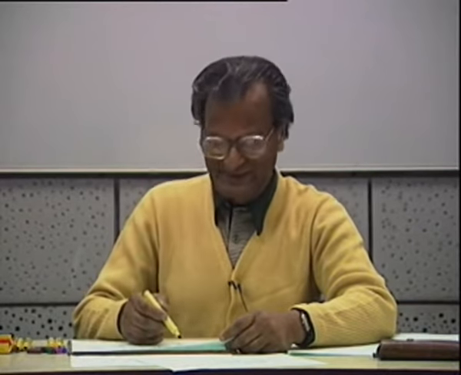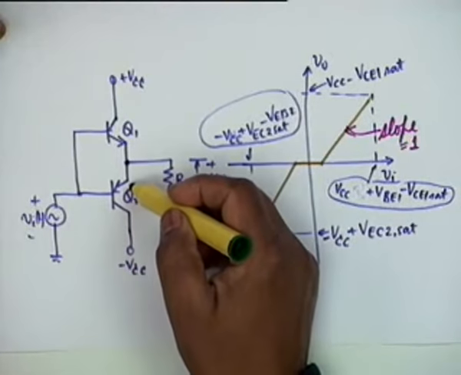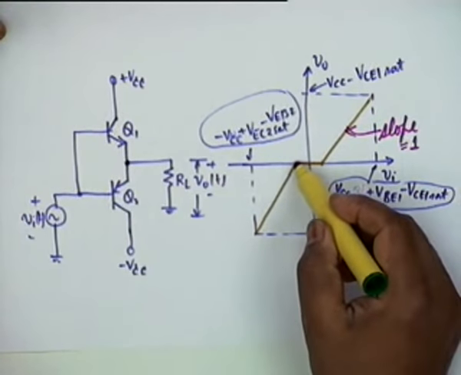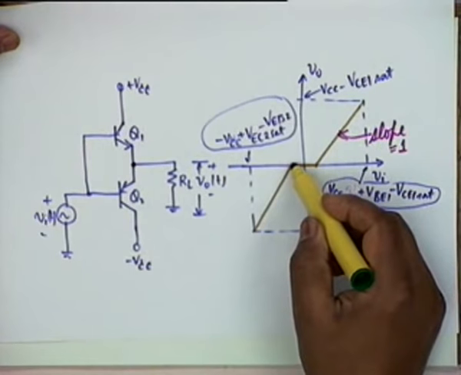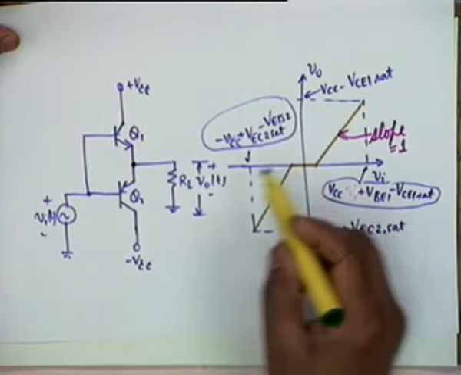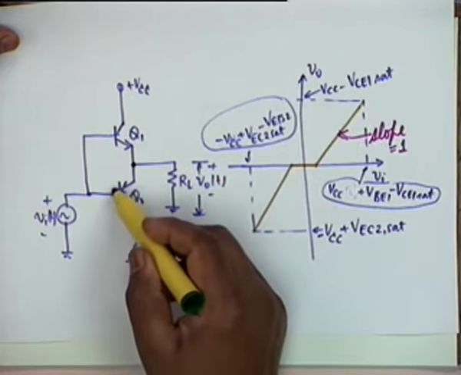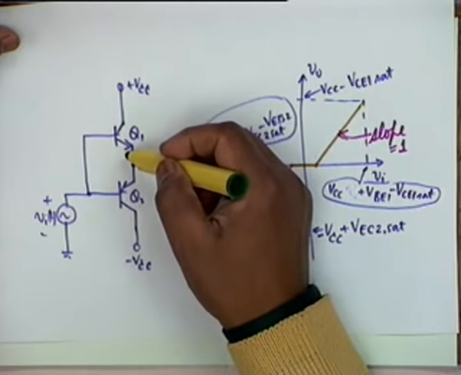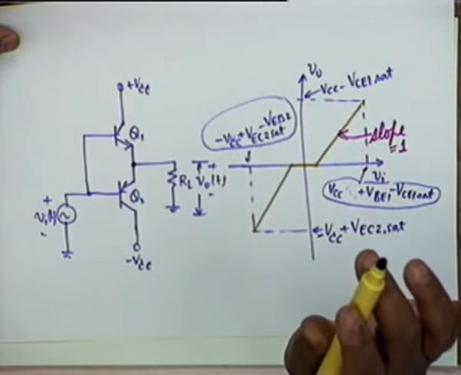Why is the deadband created? Because there is a threshold. This transistor does not conduct. It does not conduct before Vi reaches minus 0.7 volt. And therefore, if I could bias this at minus 0.7 volt and this at plus 0.7 volt, then there would have been no crossover distortion.